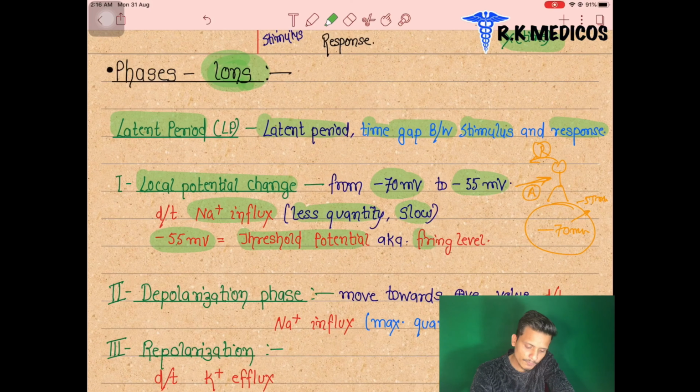It is also called the firing level for the neurons in nerve and muscle physiology. The firing point of the neuron will be minus 55 millivolt and the resting membrane potential will be minus 70 millivolt. In other cells, the resting membrane potential will be minus 90 millivolt. But in the neurons it is different: it is minus 70 millivolt, and the firing or threshold potential will be minus 55 millivolt.